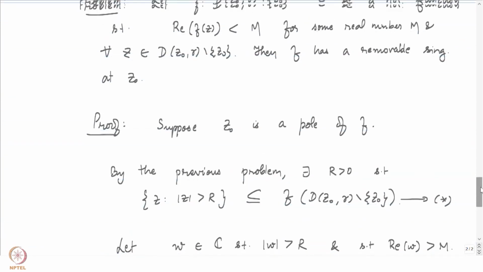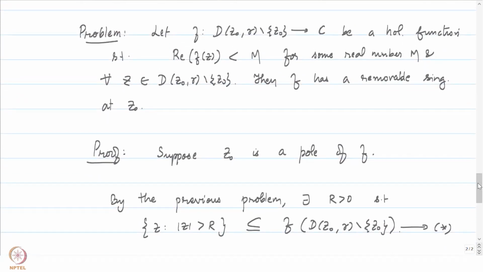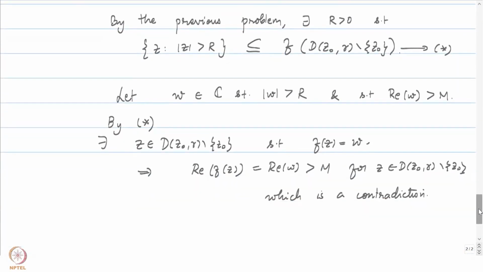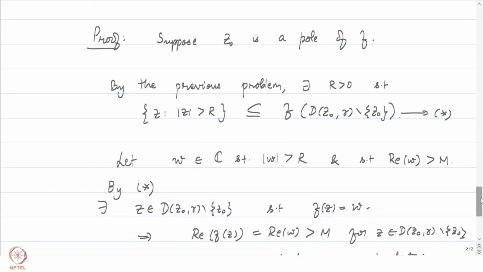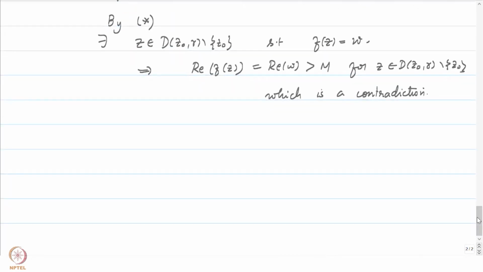Because if you go up and check the hypothesis in the problem, we have put the restriction that for every z in D(z0, r) minus {z0}, the real part of f(z) is less than M. And we just ensured that this is going to be violated. And therefore, we have ruled out the possibility that z0 is a pole. z0 cannot be a pole. The contradiction came up because we assumed that z0 is a pole.